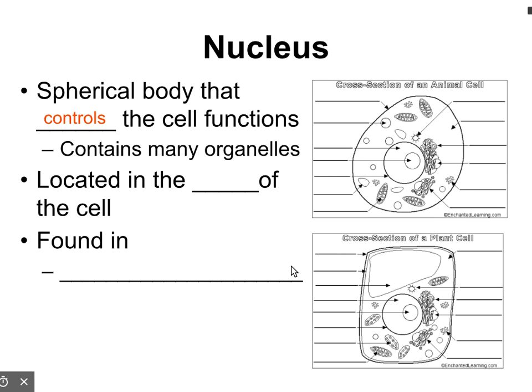It is located in the center of the cell because we don't want things to be able to get to it and change that genetic material that's in there. And it's found in both plant and animal cells.